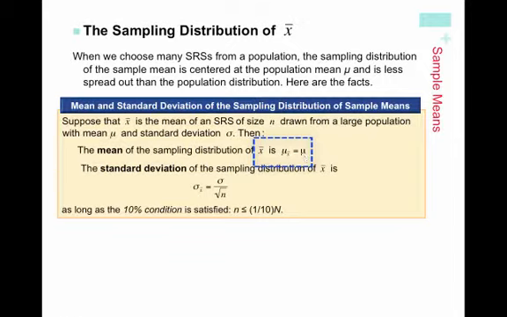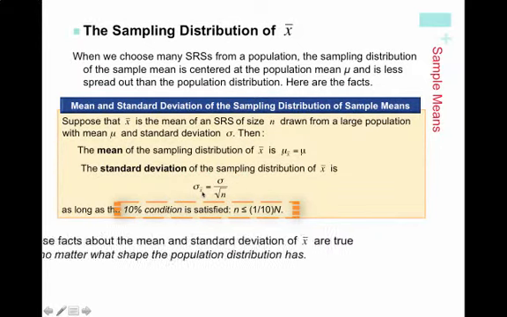The standard deviation of our sampling distribution of means, so again we're sampling a whole bunch of means. We're collecting 100 items, finding the mean. Collecting another 100 items, finding the mean, and then we're taking the standard deviation of all those means. That's why this is sigma sub x bar, the standard deviation of the sample means. That can be found by taking our population standard deviation, dividing by the square root of n. And that is as long as this 10% condition is satisfied, meaning our sample size needs to be less than or equal to 1/10 of our population. If that's true, then we can find our standard deviation this way.